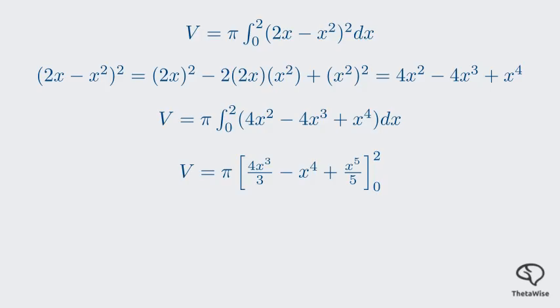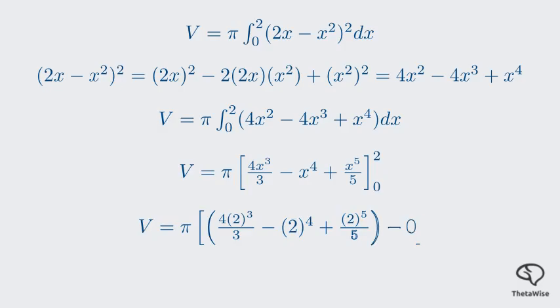This is an exam-style question where careful calculation is key. We have V equals pi times the quantity, 4 times 2 cubed over 3 minus 2 to the fourth plus 2 to the fifth over 5 minus 0. The lower limit evaluates to 0, which is a nice simplification.